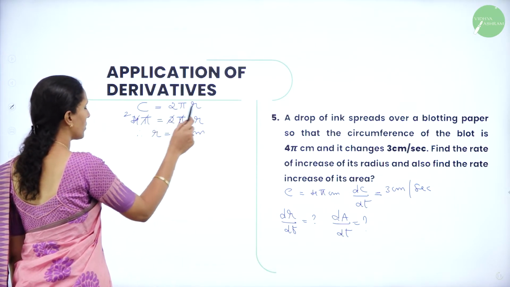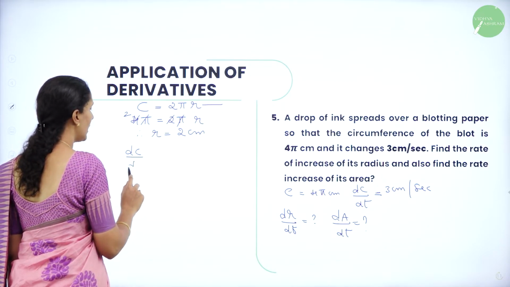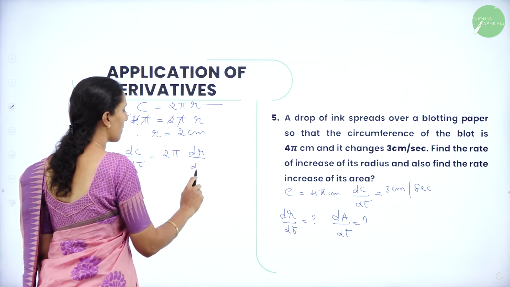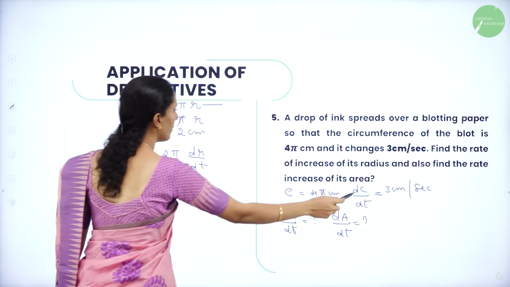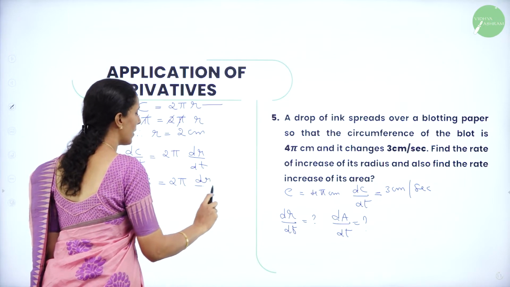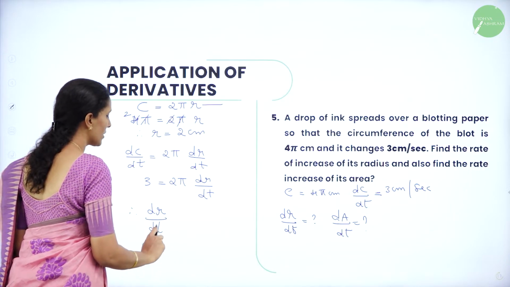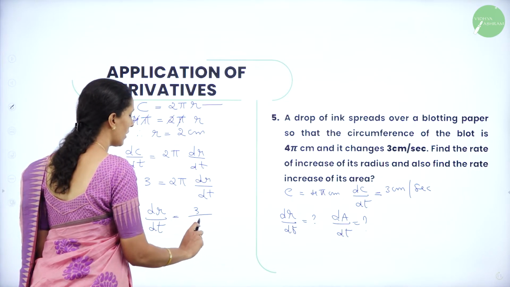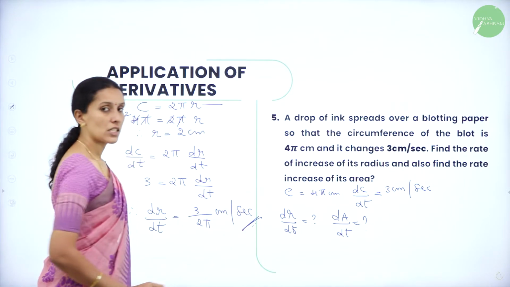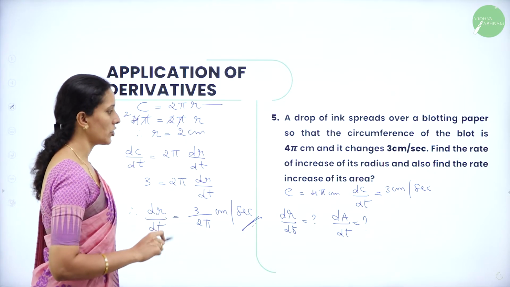So let's take this equation only. Let's differentiate this. We get dC/dt is equal to 2 pi dr/dt. dC/dt they have given us as 3. So it is 3 is equal to 2 pi dr/dt. Therefore I can write the change of radius with respect to time as 3 divided by 2 pi centimeter per second. Now this is the change in radius of the drop of ink. Let's calculate its change in area.